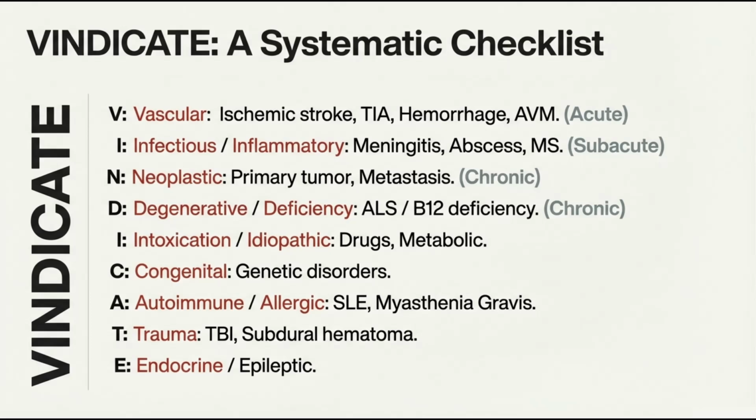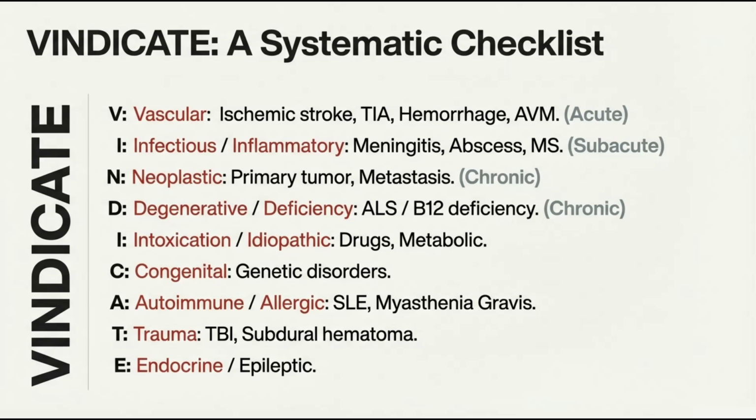So if I have a subacute presentation, something that's been getting worse for a few weeks, then you should prioritize the I's, the N, and the A. Infectious, inflammatory, neoplastic, autoimmune. You wouldn't put vascular at the top of your list for a 3-week decline, and you wouldn't put degenerative at the top for a 3-minute onset. You overlap the time course with the VINDICATE list to generate your most likely differential diagnosis.